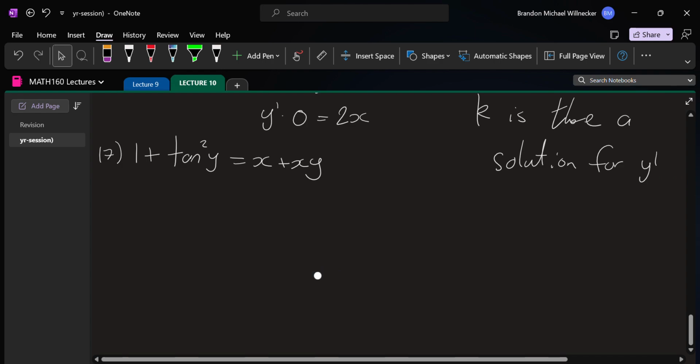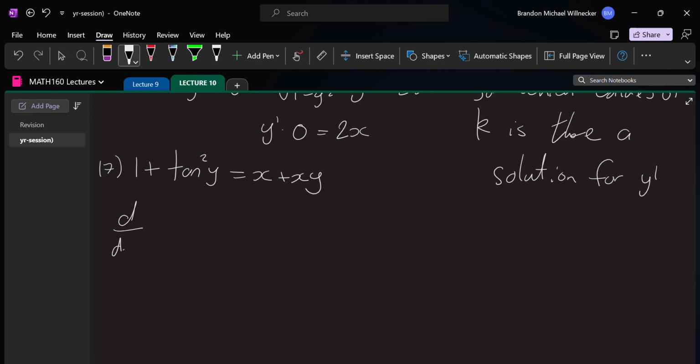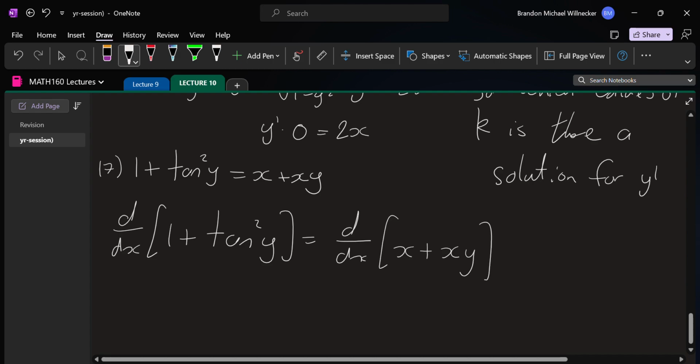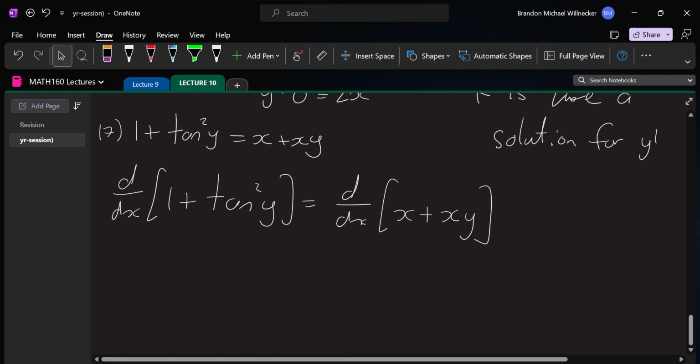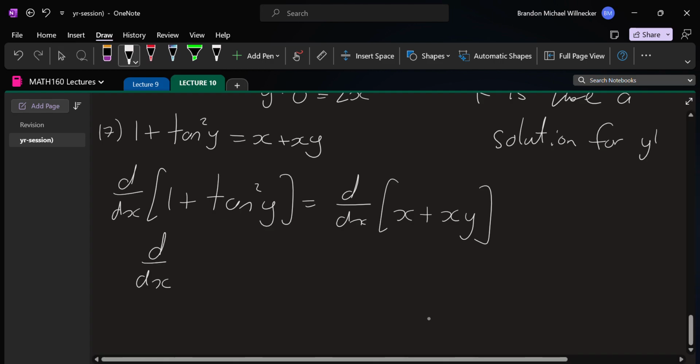Okay, so let's go to 17 here. Okay, again, y is mixed up in with the equation. We've got the tan squared y, and then on the other side we have x times y. So this is another implicit equation. So d by dx on the one side and d by dx on the other side.